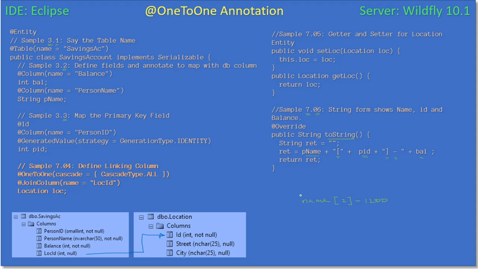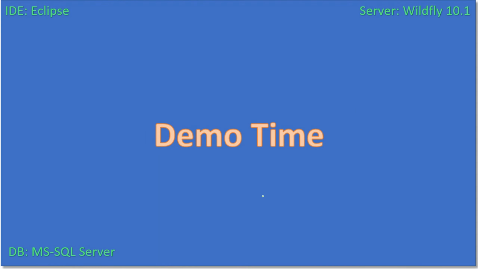So this is how we will print the savings account when the savings account instance is appended to a string. That's all. Now we will go to Eclipse and do our demo. That means we will take the savings account and we will add the joining annotation.